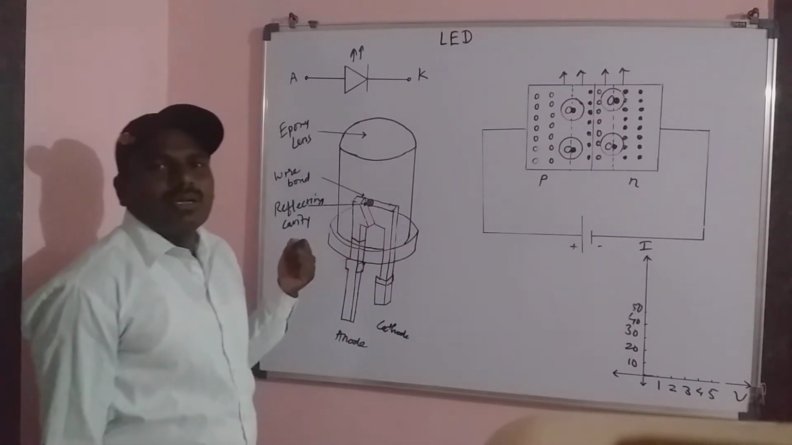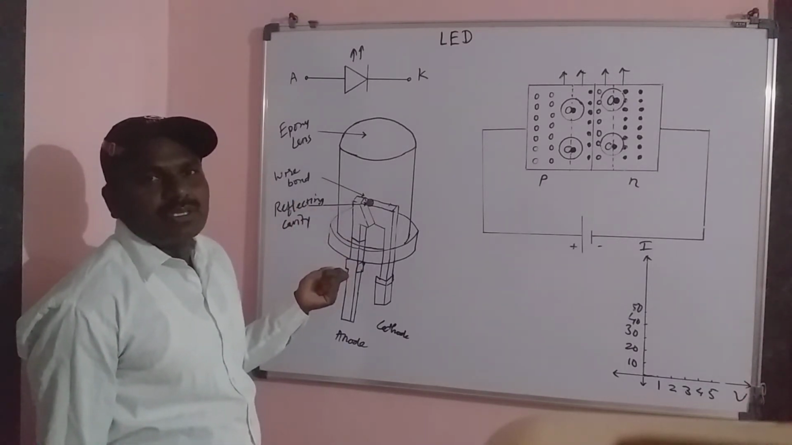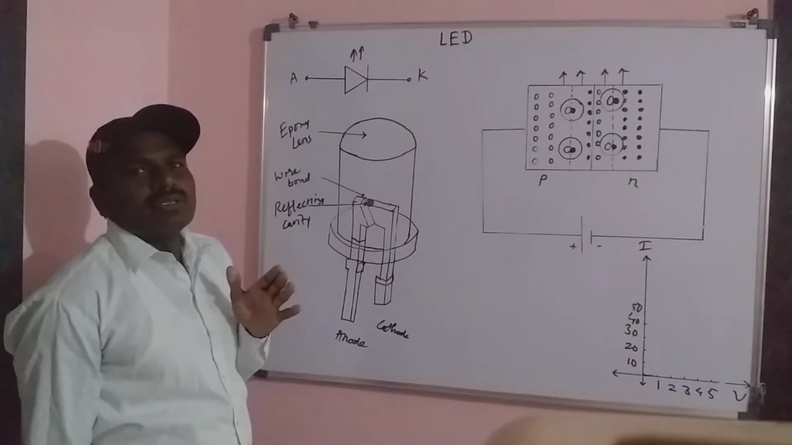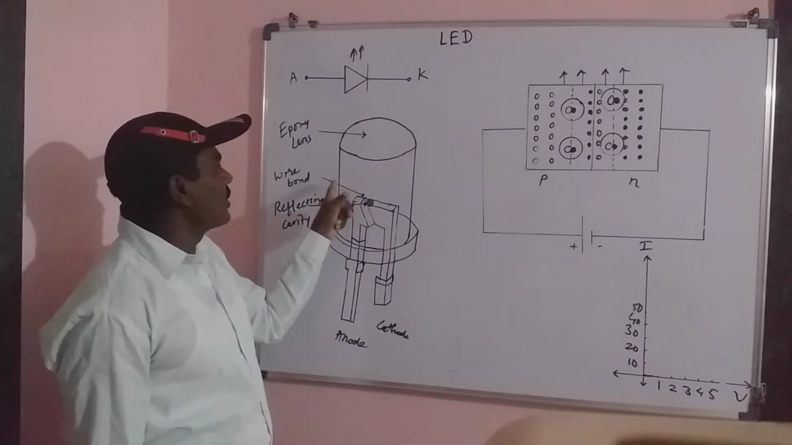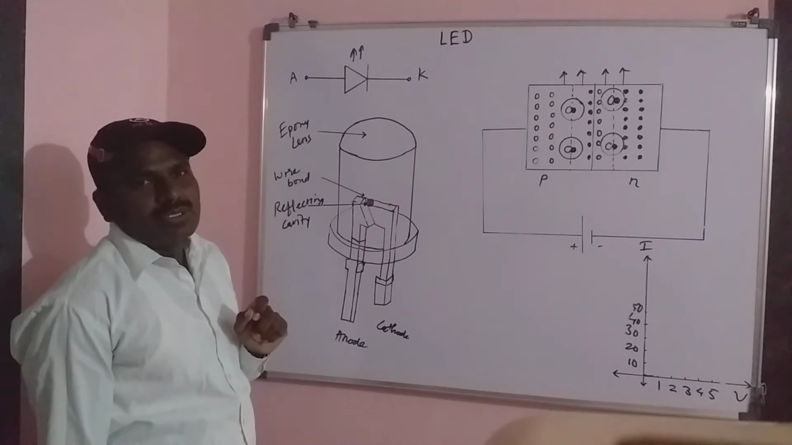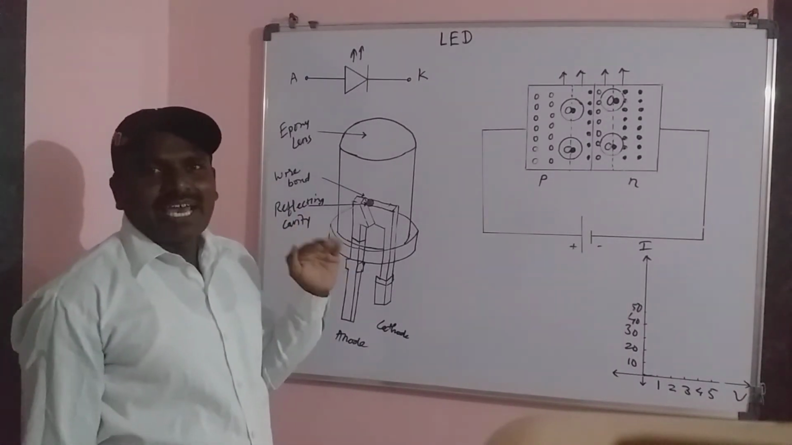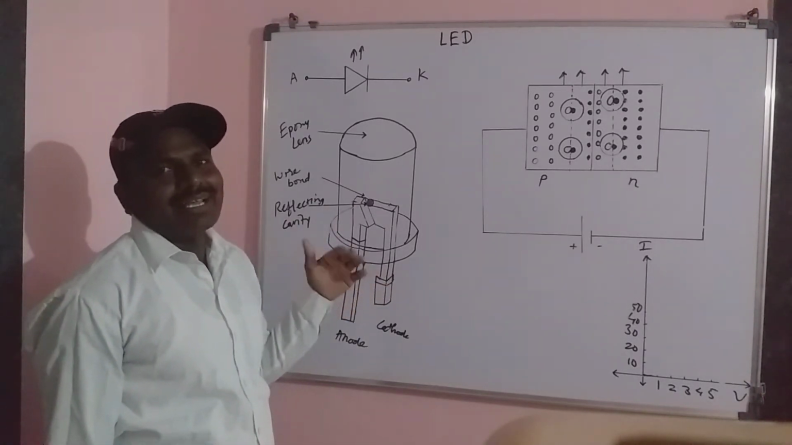Here these LEDs are fabricated in such a way that the emitted light is not absorbed by the material. This LED emits maximum light when electrons and holes are recombined.